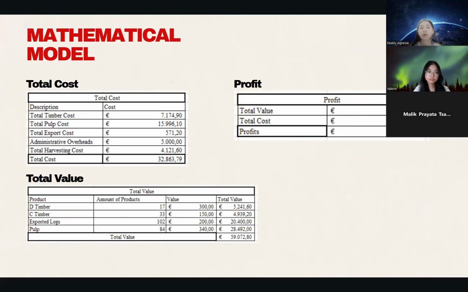Now from here we can see the total amount of costs, which is 32,863 euros, and the total value of all of the timbers. And we can see here the total allocation for each of the logs from F1 and F2 and where they all went. So for example, here there's 17 logs for dress timber, 33 logs for construction timber, and 102 logs get exported, and a total of 84 tons get turned into pulp. And for the profit here, we can see that the total value is 59,000 minus the total cost, which is 32,000. For more in-depth counting, we can see it in our full report. All right, next.